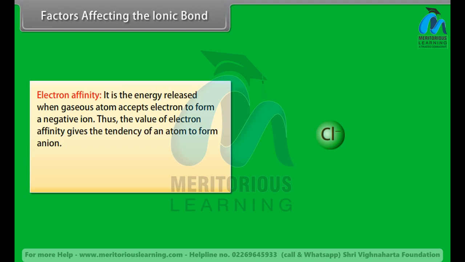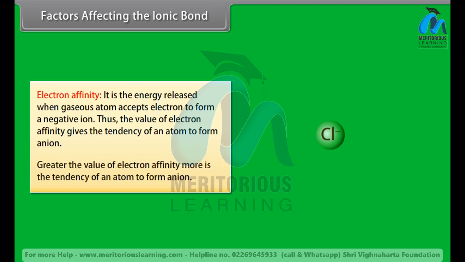Thus, the value of electron affinity gives the tendency of an atom to form an ion. Greater the value of electron affinity, more is the tendency of an atom to form an ion.